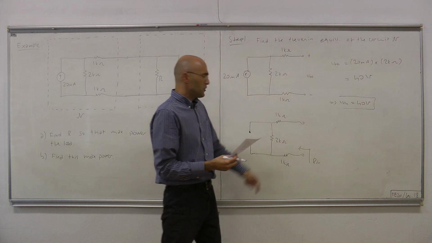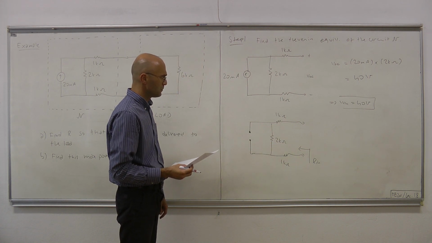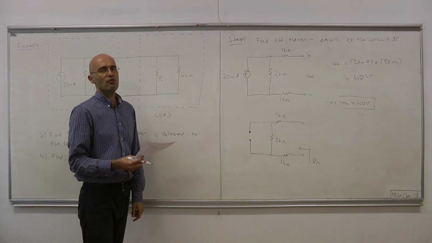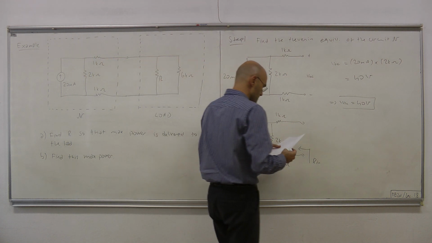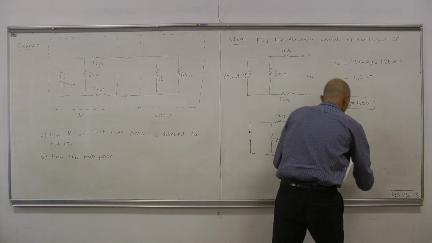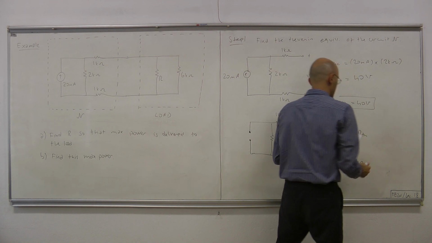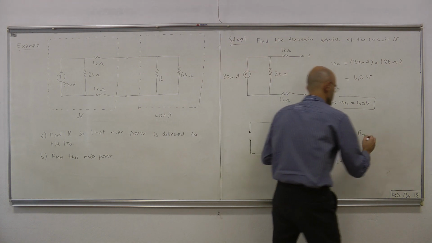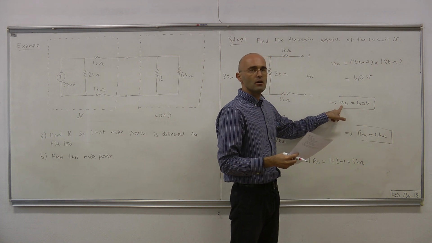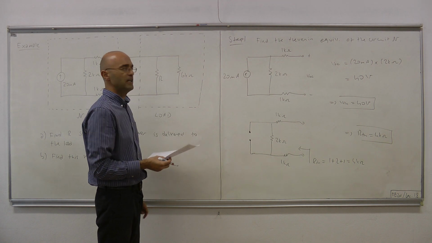Now, the topology is extremely simple. We have 3 resistors connected in series: 1, 2, and another 1. So that makes 4K ohms. That's the input resistance. 1 plus 2 plus 1 equals 4 kilo ohms. Therefore, our Thevenin resistance equals 4 kilo ohms. We now know the Thevenin voltage and Thevenin resistance, so we now know the Thevenin equivalent circuit.